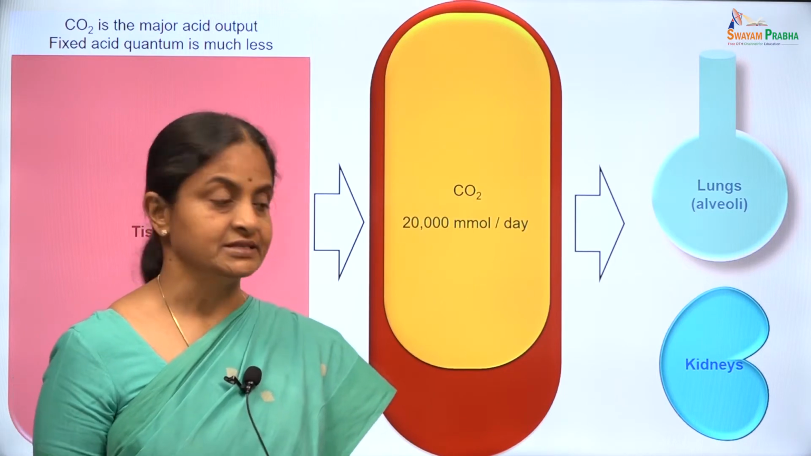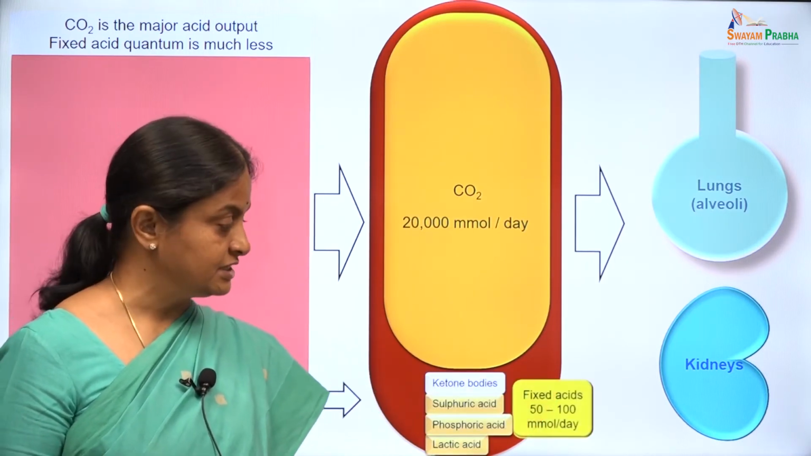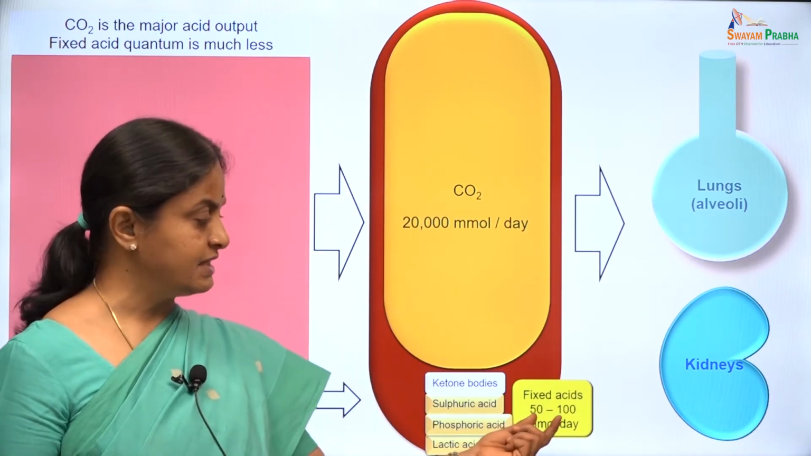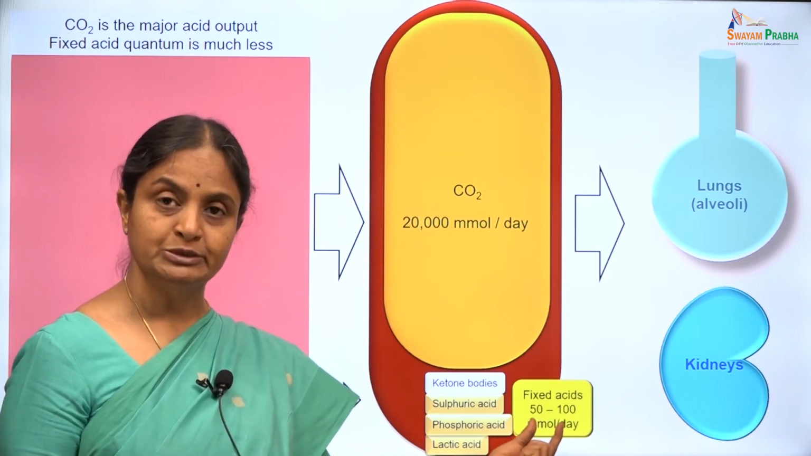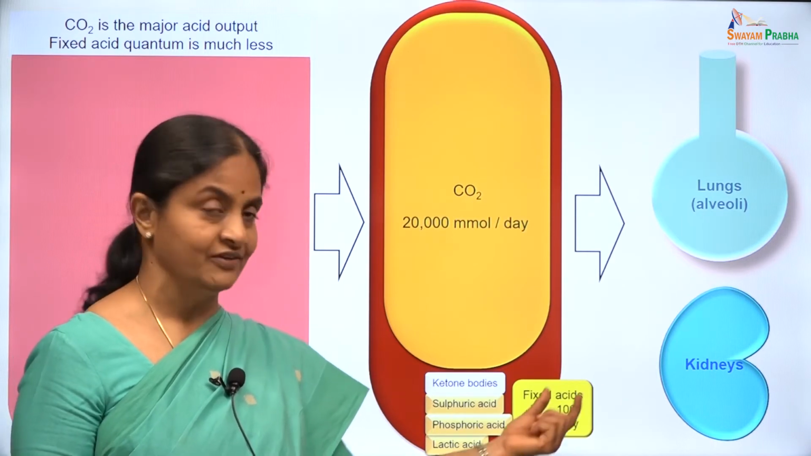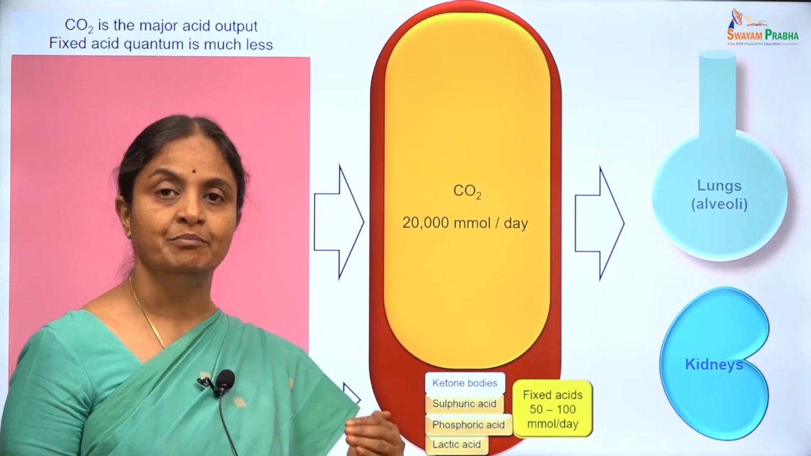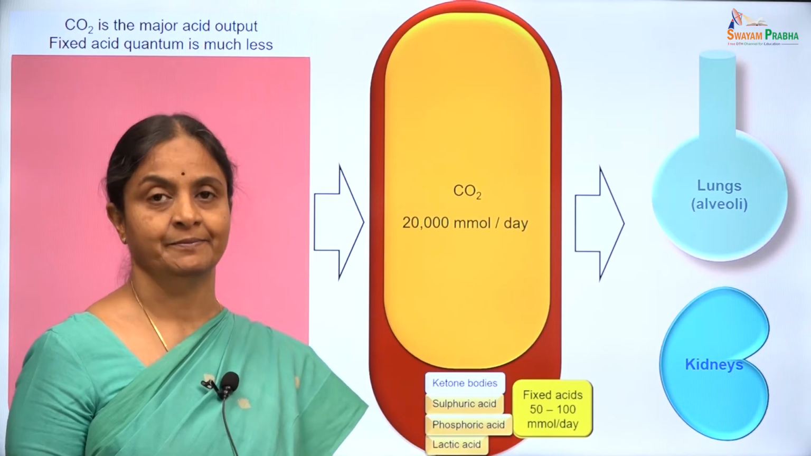In comparison, the fixed acid output is far less. It is about 50 to 100 millimoles per day. Taking 70 as a convenient value for discussion, 70 millimoles per day in a 70 kg adult male would give a per kg body weight value of 1 millimole fixed acid output per kilogram body weight per day.